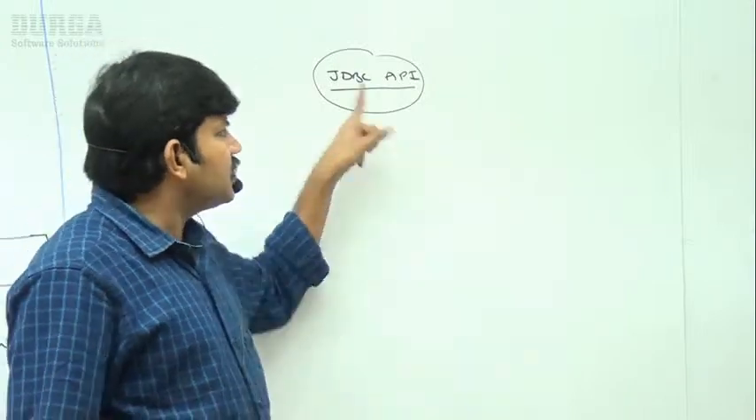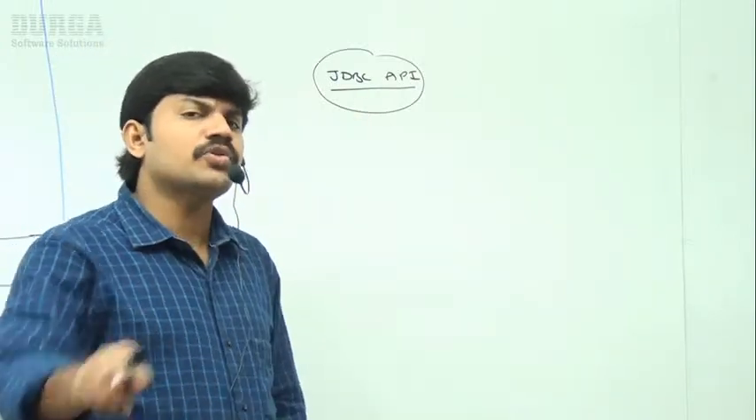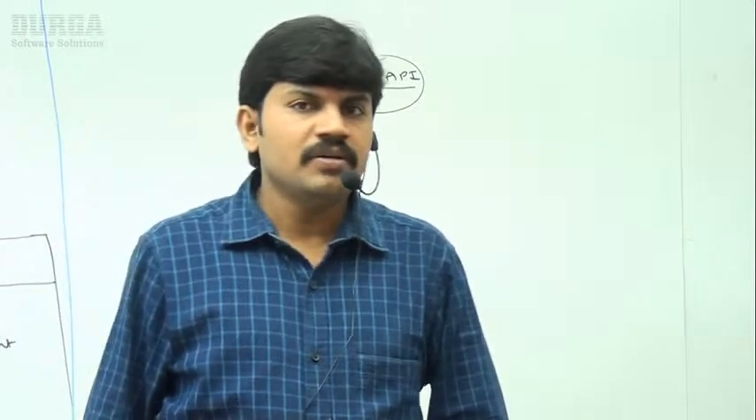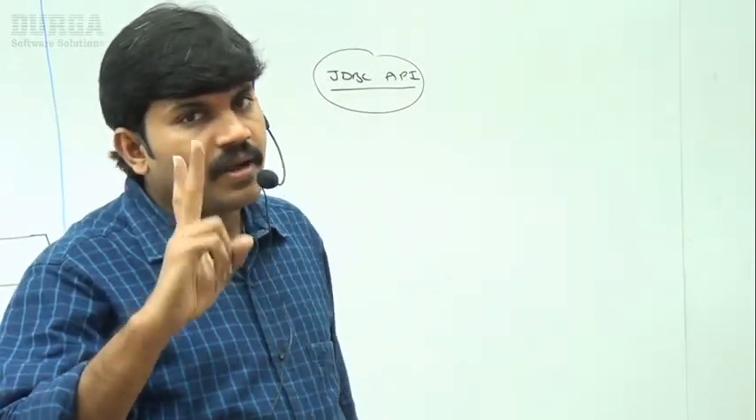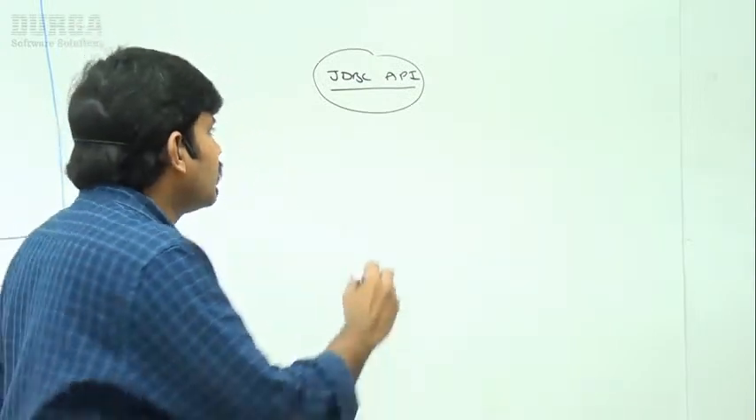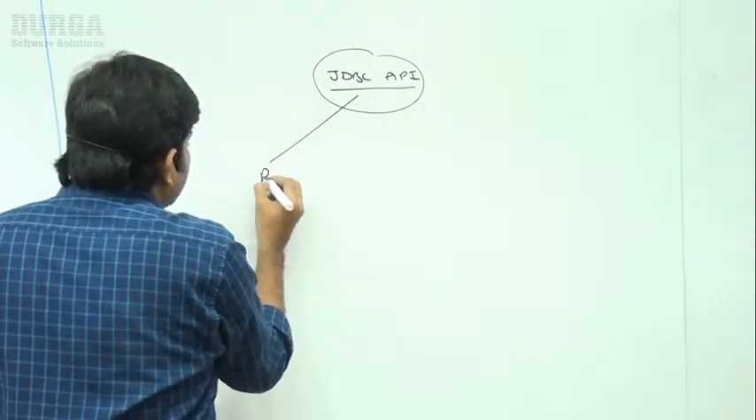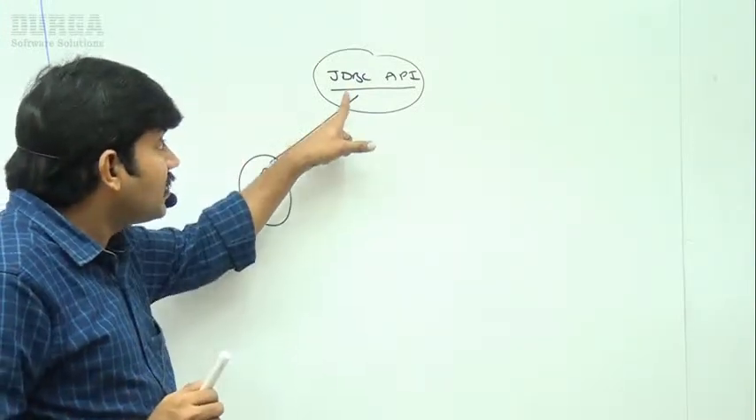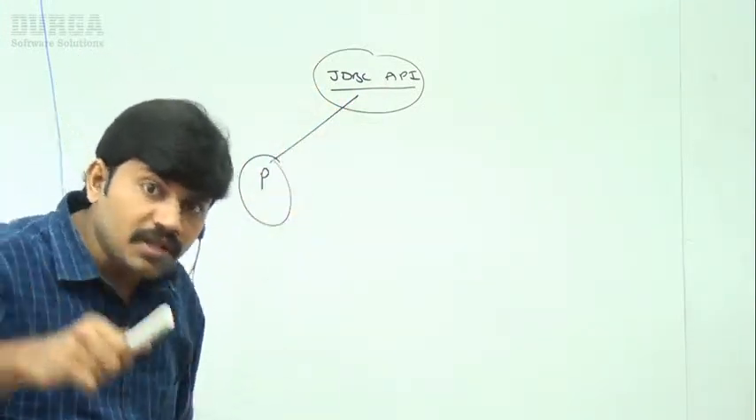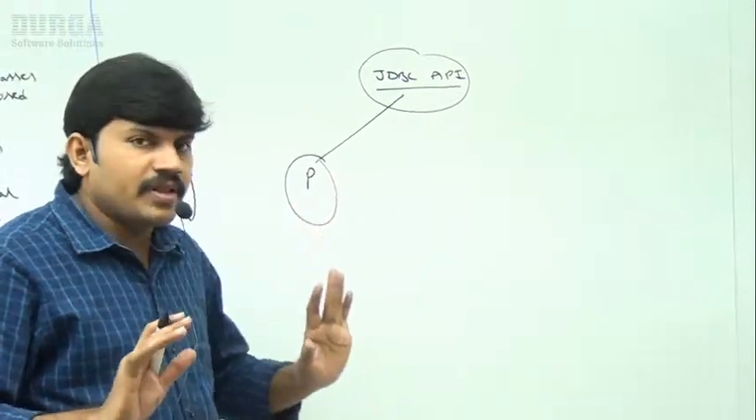Next, who is going to use this JDBC API? Who is going to use these interfaces and classes? There are two persons who are going to use them. One person is the programmer. The programmer can use these classes and interfaces present inside the JDBC API to communicate with the database.